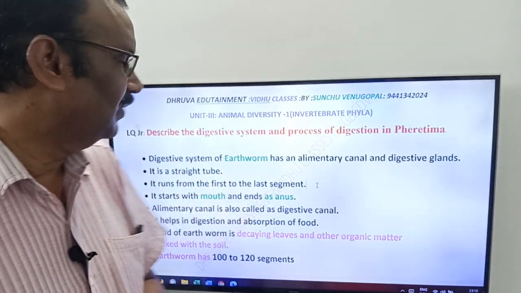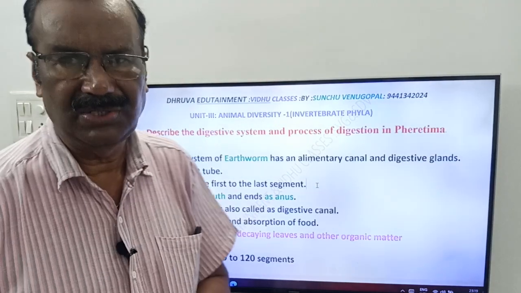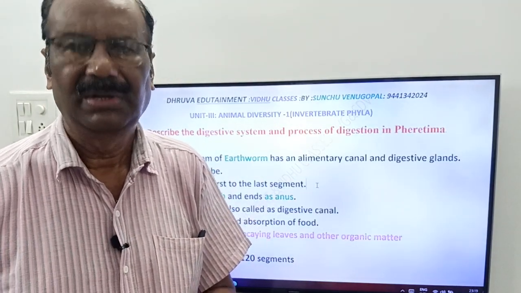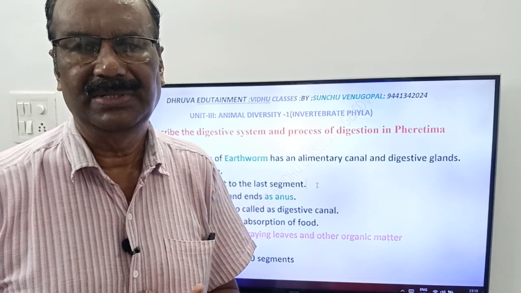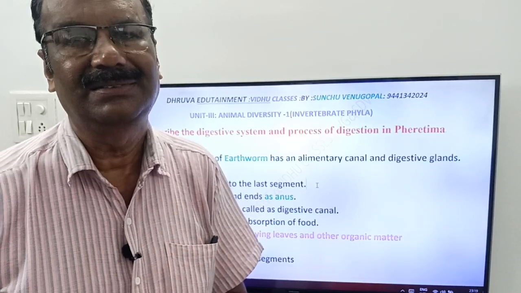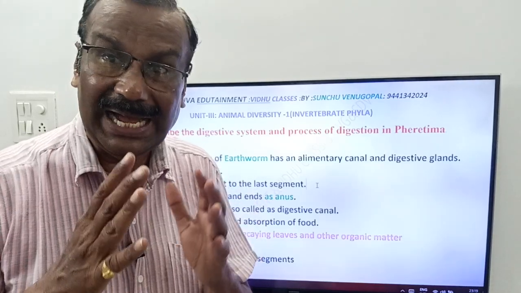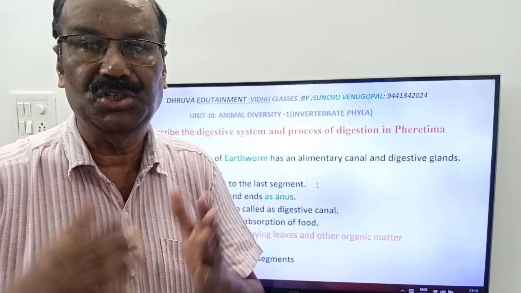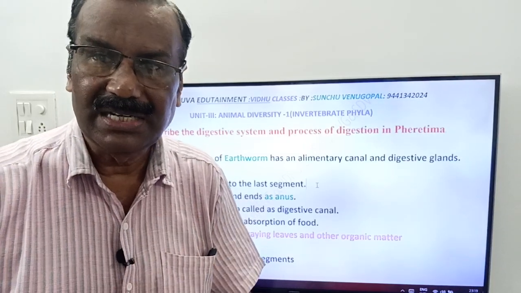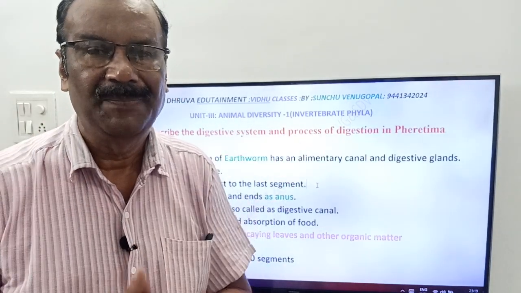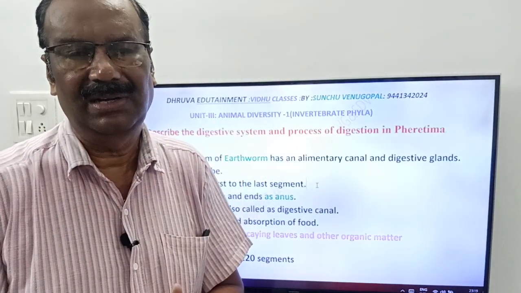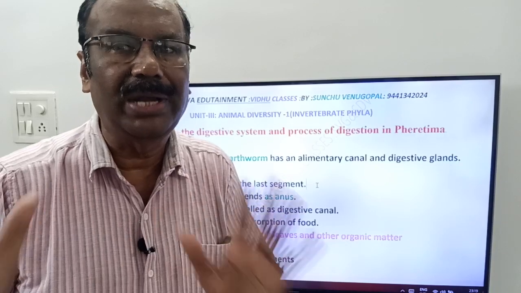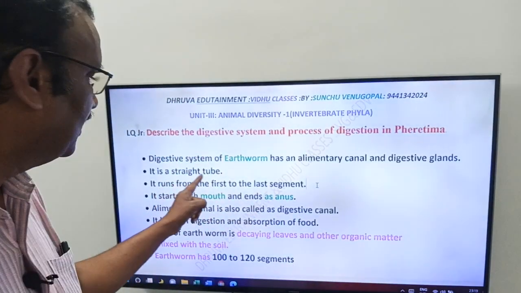See, the earthworm's digestive canal is a straight tube, friends. For example, the digestive canal of Periplaneta or cockroach, or of human beings, is coiled. But in annelids we have a straight digestive canal. It has no coils. Straight tube means the length of the alimentary canal is equivalent to the length of the body, so because of that it has no coils.